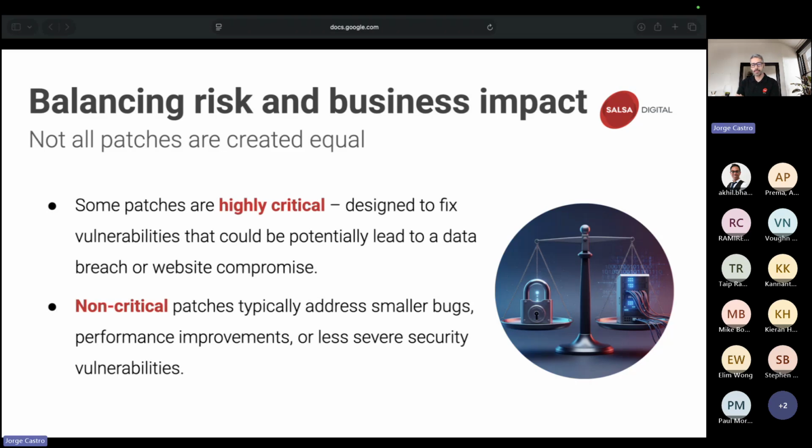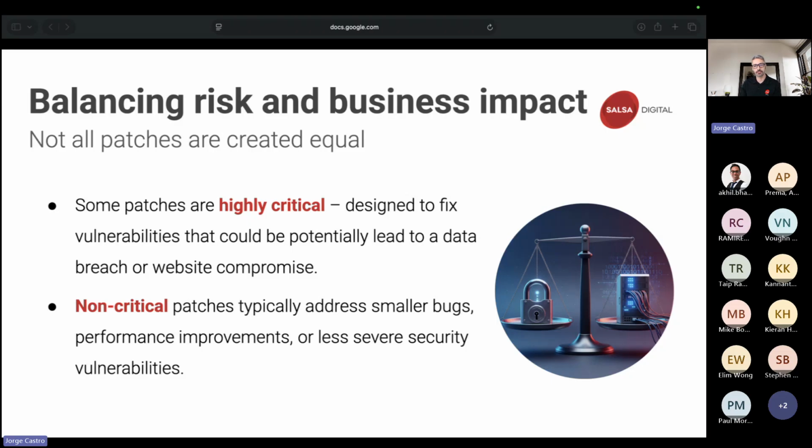Just building on the idea of risk management, something that I personally really like, it is crucial to understand that not all patches are equal. Some are designed to resolve critical issues. If you see something that's highly critical, for example, that will raise fire alarms. They address vulnerabilities that could actually have catastrophic impact. Data breaches, complete website compromise, they have to be addressed with the highest urgency. So no doubt about that.